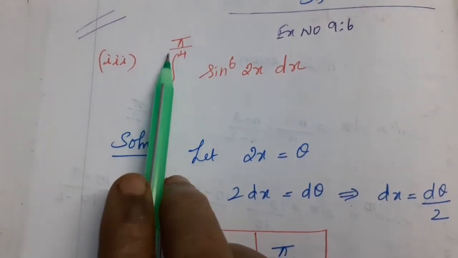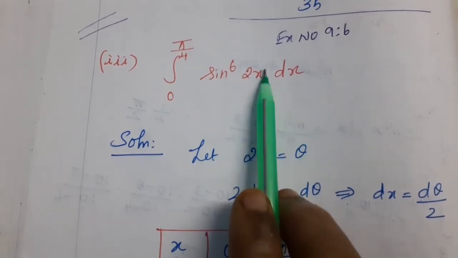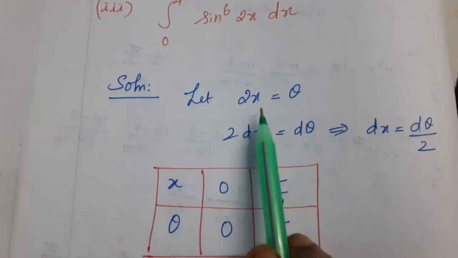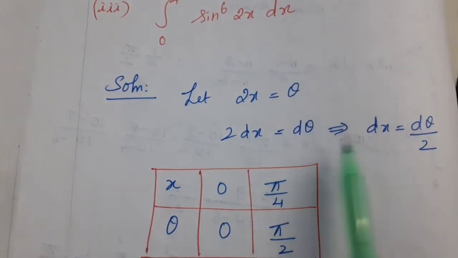So the integral from 0 to pi by 4 of sin power 6 of 2x dx. Now we take 2x as theta. 2x equal to theta means 2 into dx is equal to d theta, that is dx is equal to d theta divided by 2.